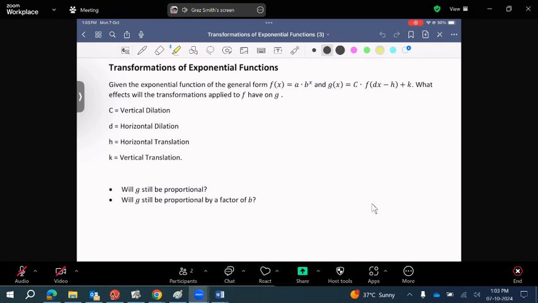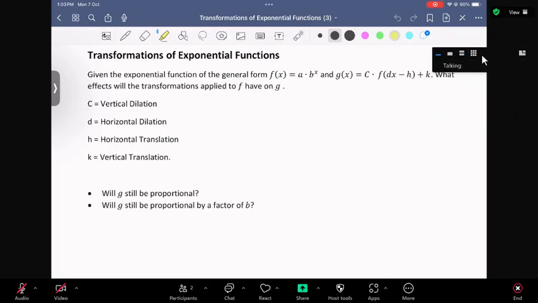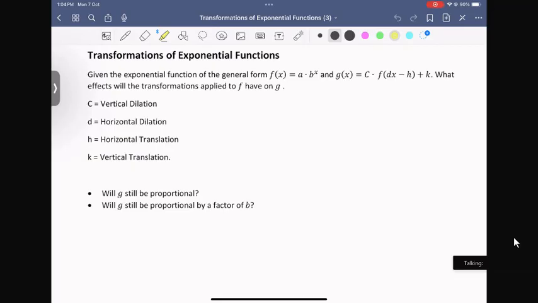Okay, today in our investigation, we are going to look at what effect the transformations applied to an exponential function of the general form will have. So we've got our exponential function of the general form. That is f of x is equal to a times b to the x. As we know, f of x is going to be proportional for all values of x.